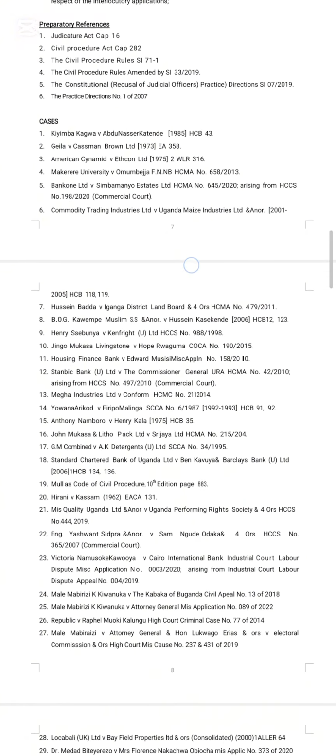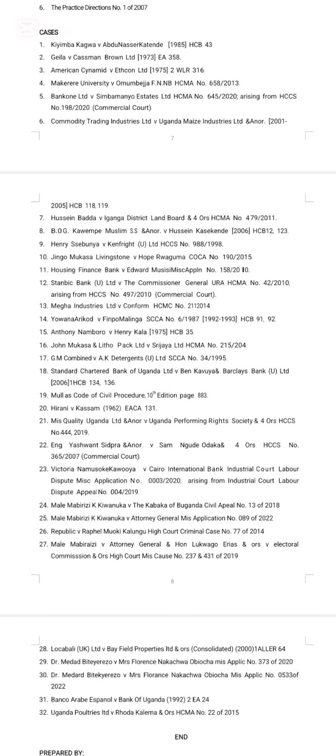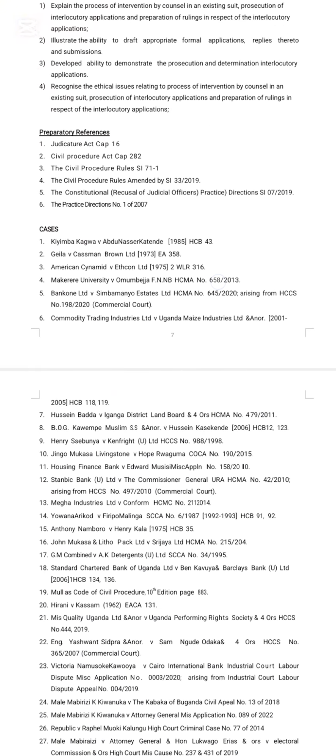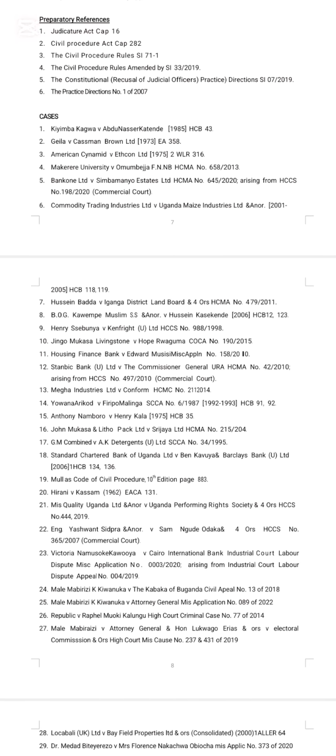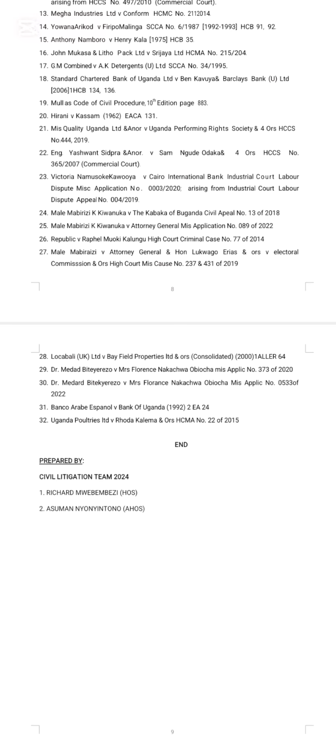Preparation for references. We looked at the case of Chimba Kagwa versus Haji Nasa Katende, which is a very locus classicus on grounds of application for a temporary injunction, basically on balance of probability, prima facie case, balance of convenience, as well as irreparable damage. Then also have other cases here on the reading list, which shall be good to look at. Also the case of American Synodam versus Ethicon, also on temporary injunctions, and McLean University versus Omombeja. Those are all good cases to look at. So basically that was it for the workshop.